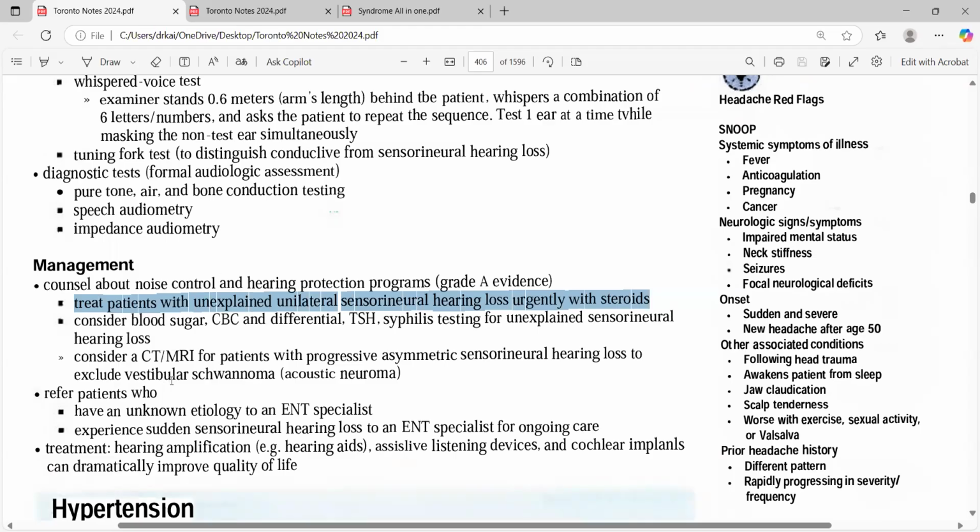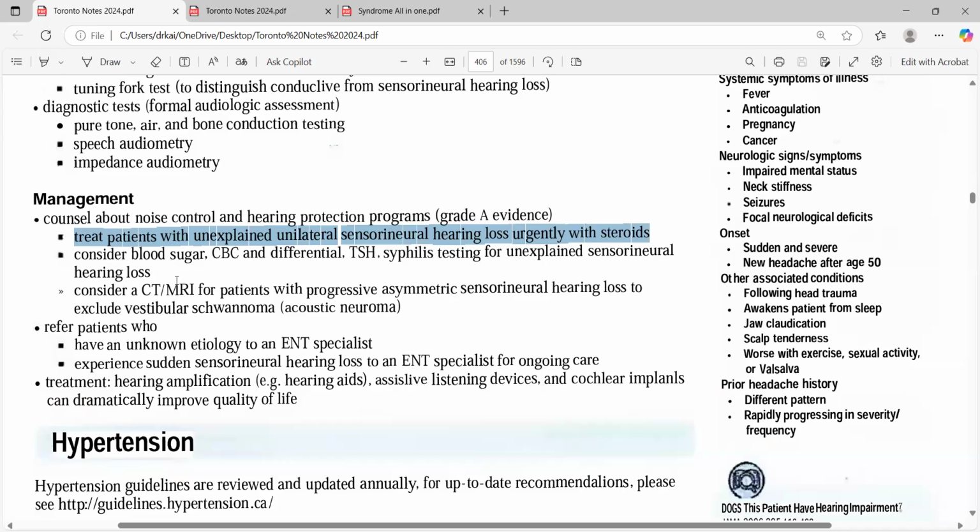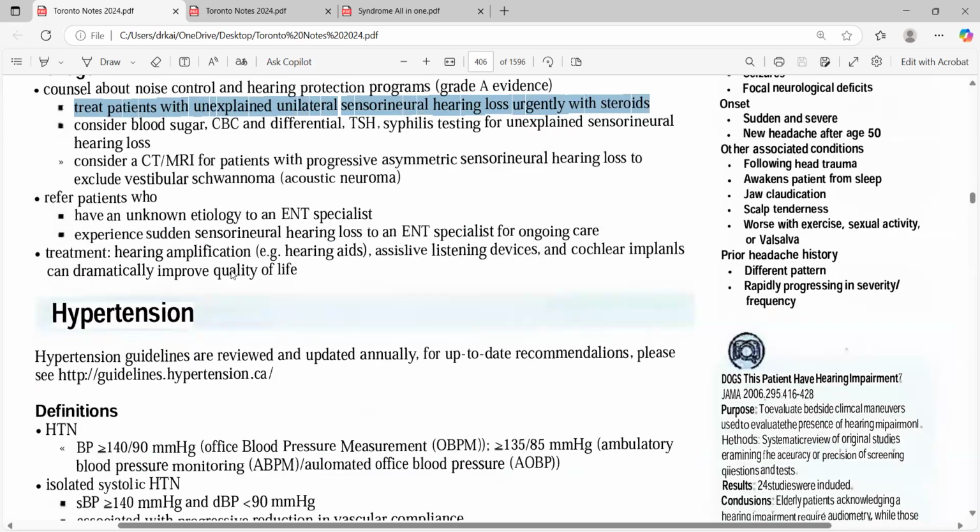Then CT scan, MRI, and if it's a sensory neural hearing loss, think of vestibular schwannoma. Then refer the patient to ENT, wherever you feel like. Then the treatment is hearing aids.